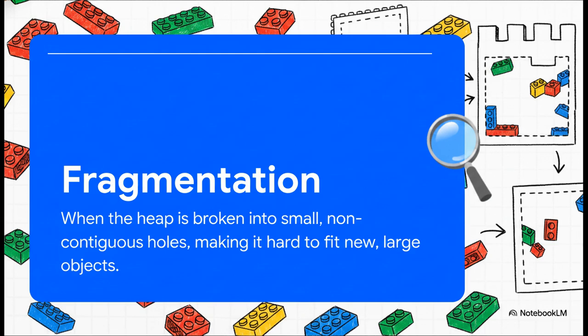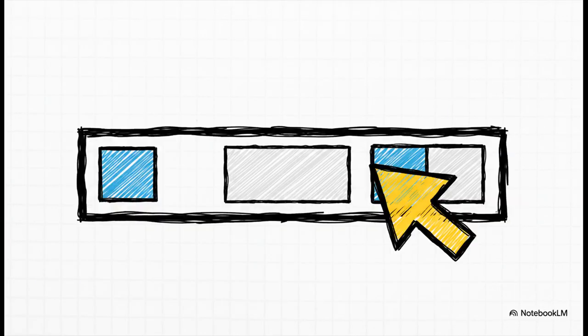It's like having enough Lego bricks to build a whole castle, but they're all just single little pieces scattered all over the floor. So how on earth do you fight this fragmentation problem? Well, there's a really clever strategy called best fit. The logic is pretty brilliant, actually.